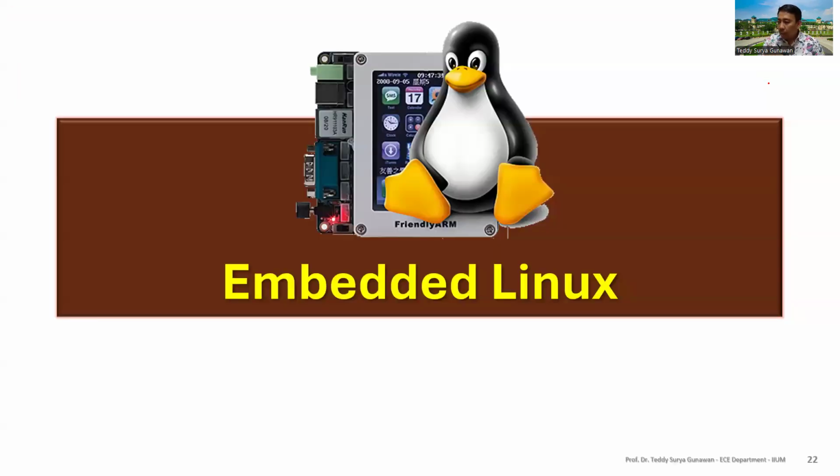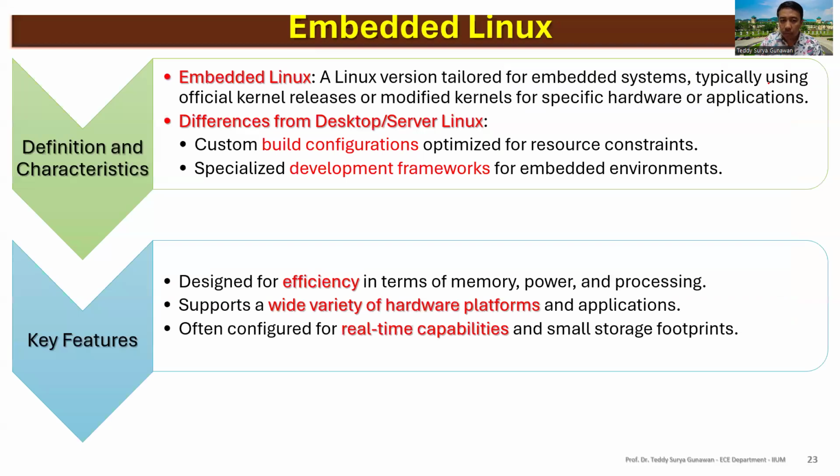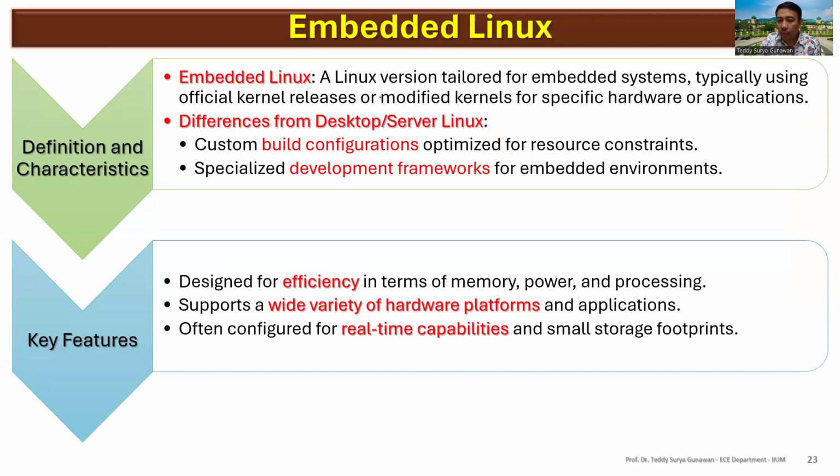Okay, now let's move on to the next topic, which is embedded Linux. Embedded Linux is a Linux version tailored for embedded systems. The difference from desktop or server Linux is that it has a custom-built configuration, optimized for resource constraints, because you have limited memory, limited processor features, and so on. And it has a specialized development framework for embedded environments.